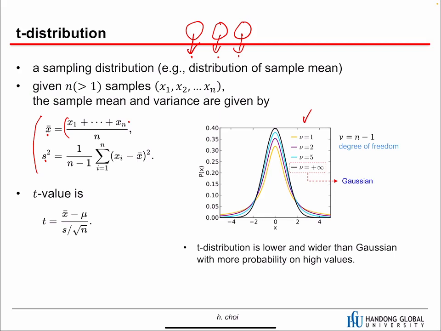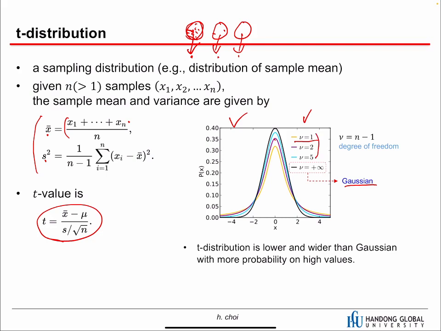And this graph summarizes t-distributions. If we have just one sample in this set, then we have this yellow graph. If we have just two samples, then we calculate the mean and the variance, mean and the variance, and this average will make this purple one. And if we have infinitely many samples in this set, then we have a Gaussian. The t value is defined by this one, and this is the distribution of t values with a different number of samples.